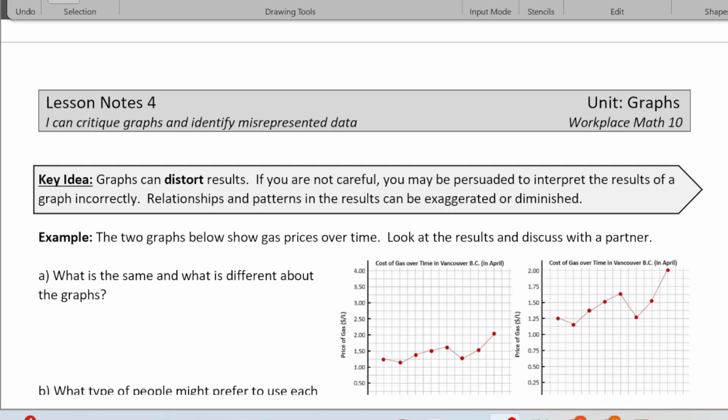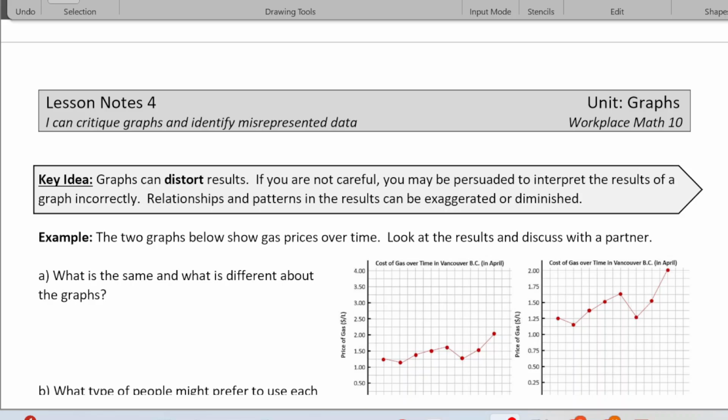Right, so this is lesson 4 in the graphing unit, maybe arguably the most important lesson in this unit: critiquing graphs and identifying misrepresented data. Often in the media or just in any real world example, graphs are not always done correctly, and sometimes data can be distorted, and if you're not careful, you can be persuaded to interpret the results of a graph incorrectly just by how it's drawn.